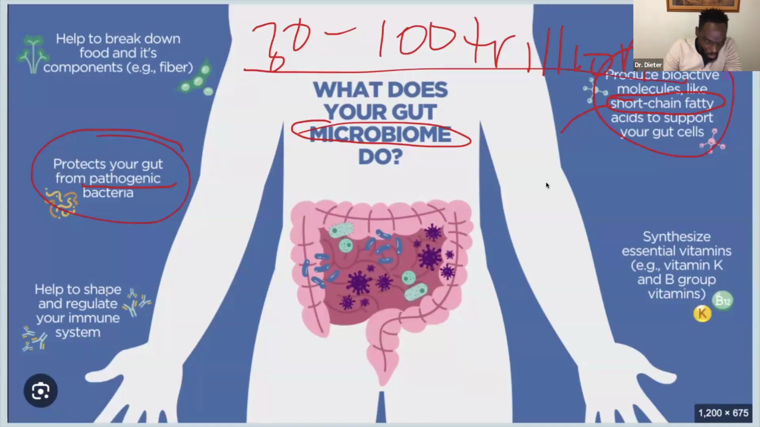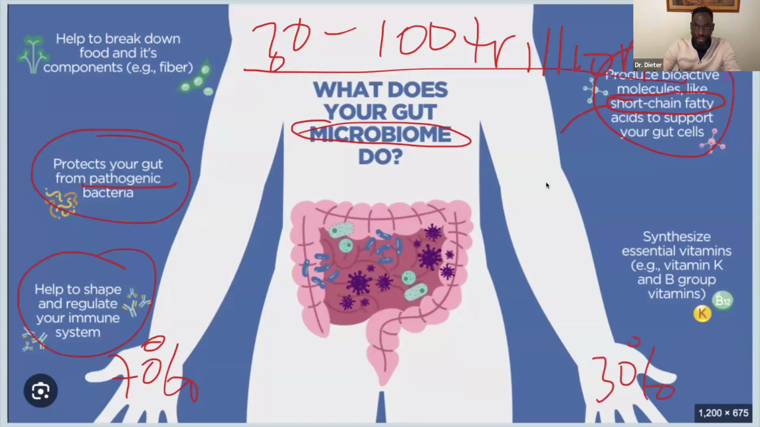The other thing I want to emphasize is that the microbiome, these organisms help to regulate and train the immune system. You may not know it, but 70% of the body's immune system resides in the gut. The other 30% resides in the bone marrow, the lymphatics, the lymph nodes.